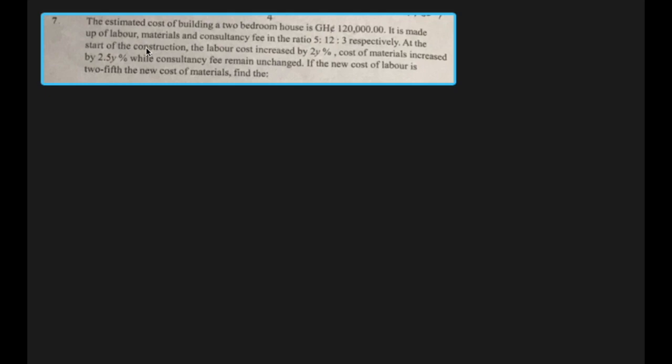Okay, what next? The estimated cost of building a 2-bedroom house is Ghana cedi 120,000. It is made up of labor, materials and consultancy. Okay, ratio 5, 12 and 3. That's the ratio for each one. The 5 shares of labor, 12 shares for material and 3 shares for consultancy.